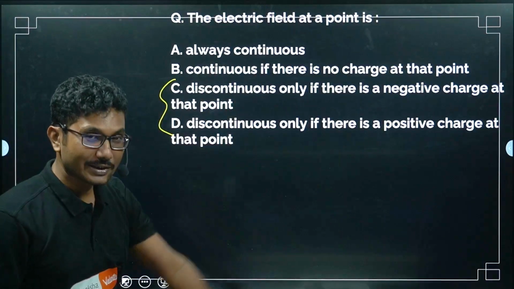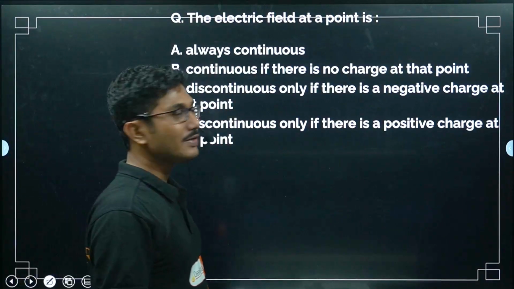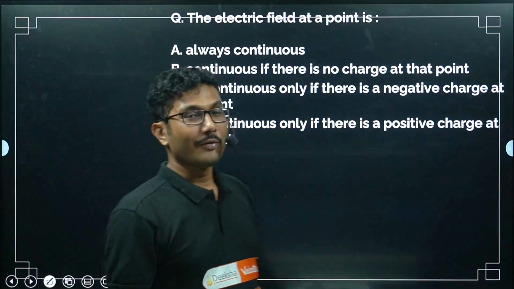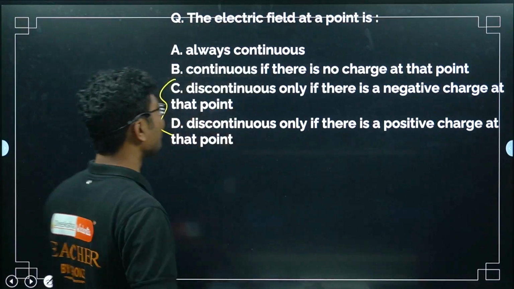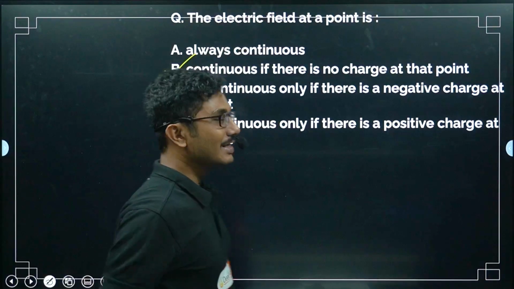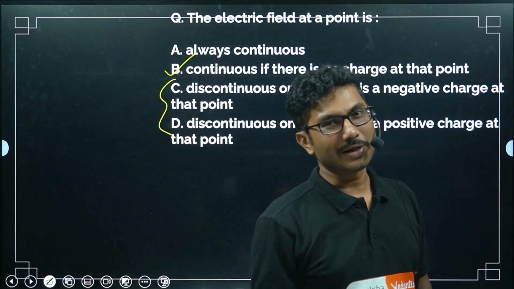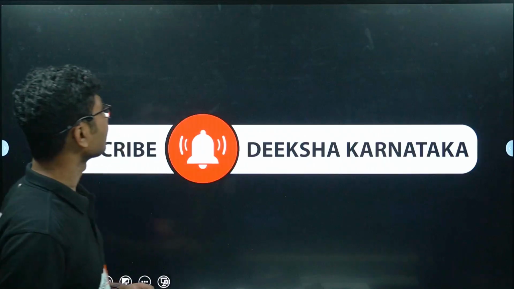Now it is not always continuous. If you remember the properties of electric field lines, it is continuous when there is no charge present. So basically this is the correct answer. If there is no charge present at that point, then it will be continuous at that point.